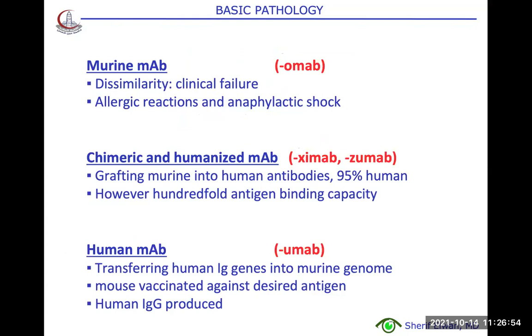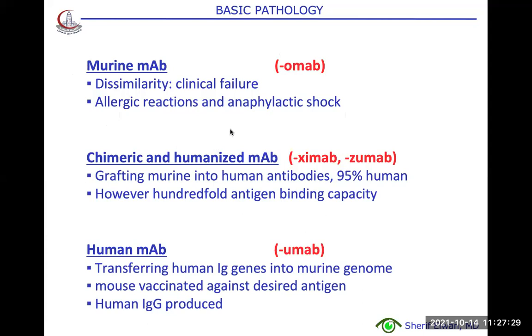And these monoclonal antibodies can be synthesized, can be stimulated from an animal or a human body. When they come from the mice, we call them OMAB, or we give them the suffix OMAB. So murine monoclonal antibodies have the suffix OMAB. They are responsible for allergic reactions and anaphylactic shock.